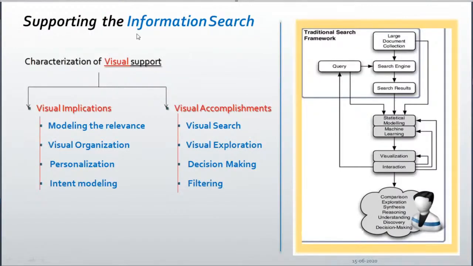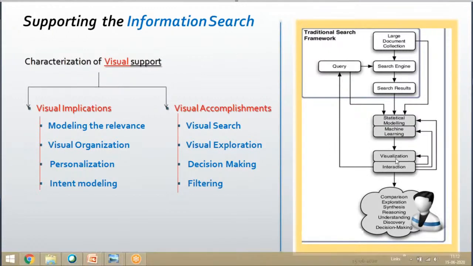Okay, so supporting the information search route. We will try to understand the actual support which a visualization system will be providing to an information search, right? If you see the right side of the diagram, the upper block represents a typical search framework. Here you can place any system, your search system, your recommendation system, anything. This is the traditional part of your system. And the remaining part represents the role or position of various modules to support or achieve this visualization aspect, right?